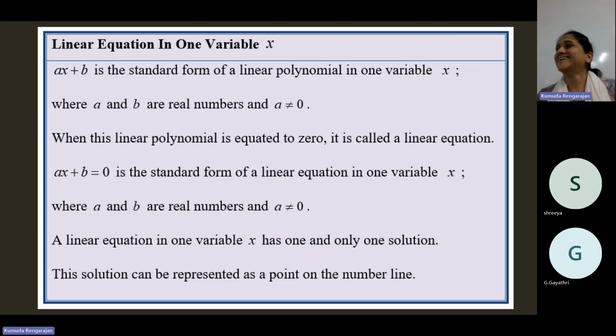So this is the next chapter, chapter 4 from your NCERT math textbook, linear equations in two variables. All right, so let me read the contents of this slide.